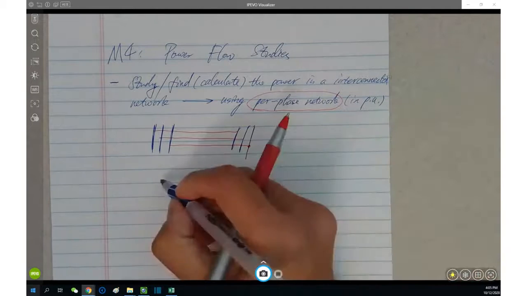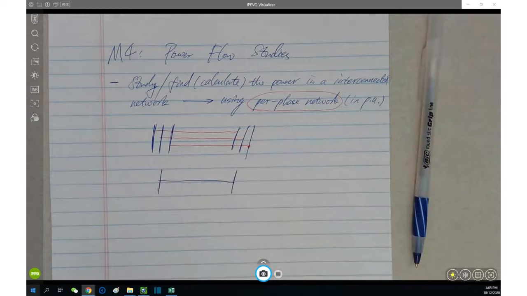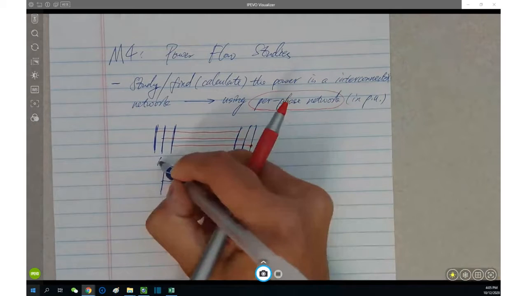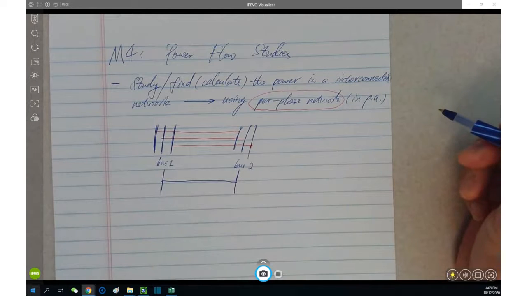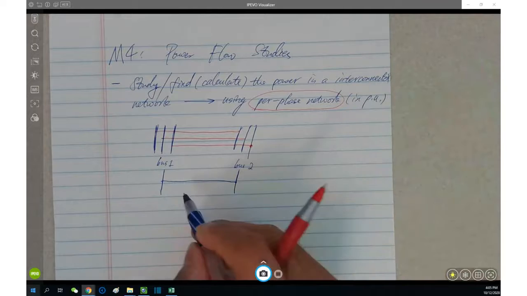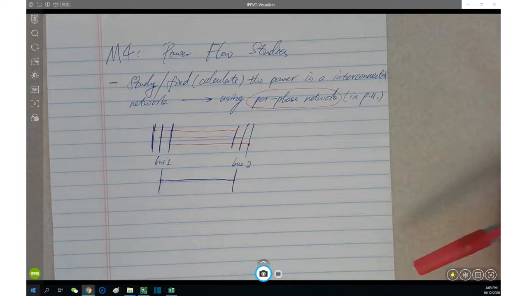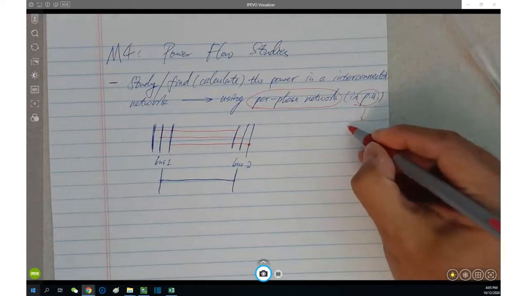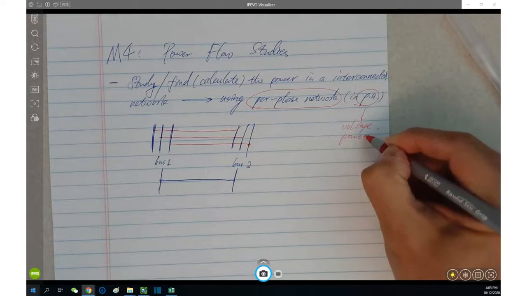However, what does it mean by per phase? A per phase network is where we just choose one phase, and one connection in between. Call this bus 1 and this bus 2. Without presenting all 3 phase cables, we just use one cable, one phase, and in between, therefore, also one connection. So this is the so-called per phase network. And what does it mean by in per unit? Per unit means the given voltage and power are in per unit.